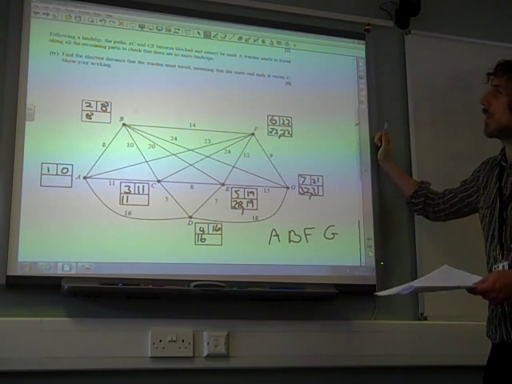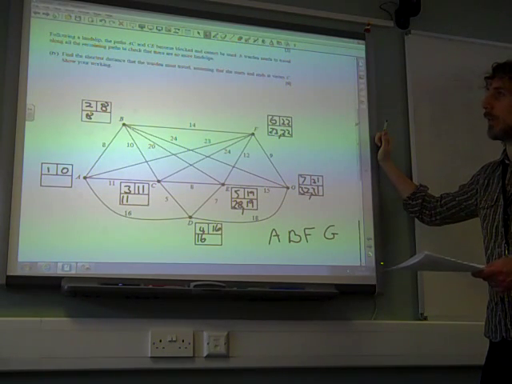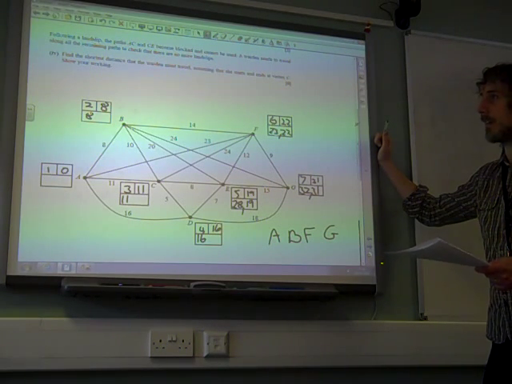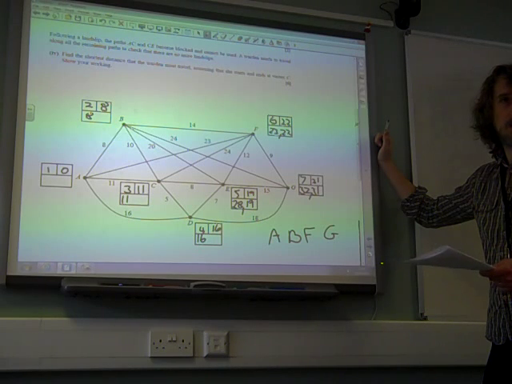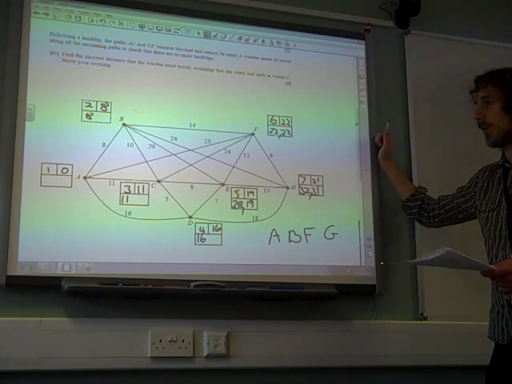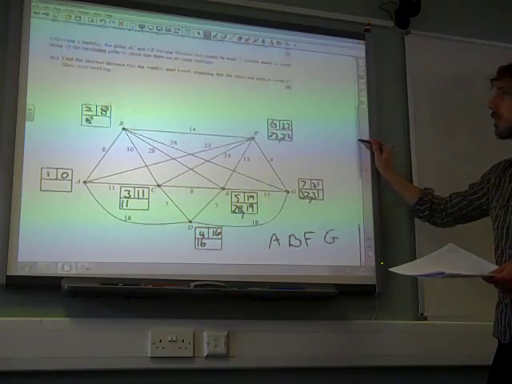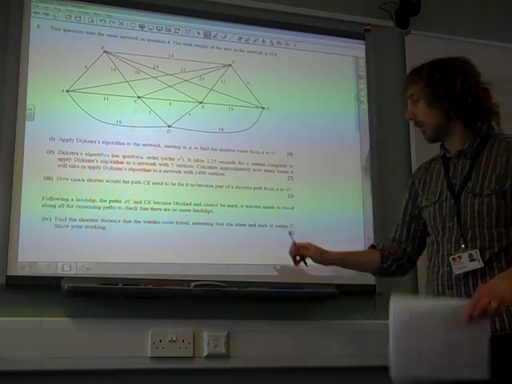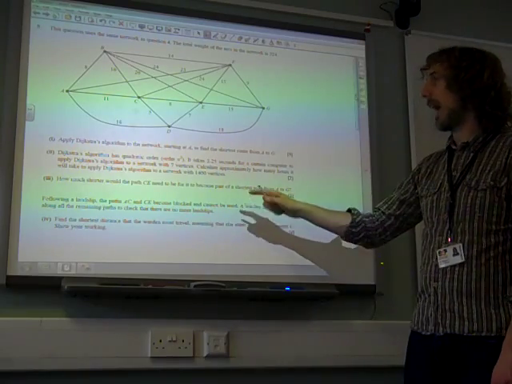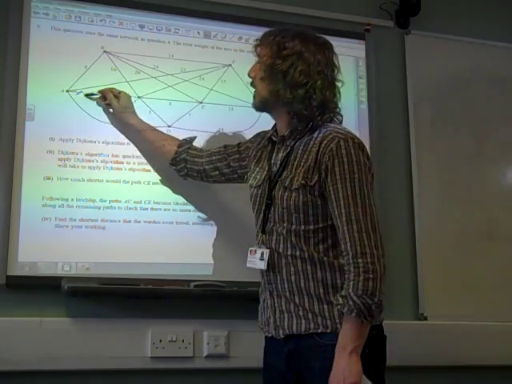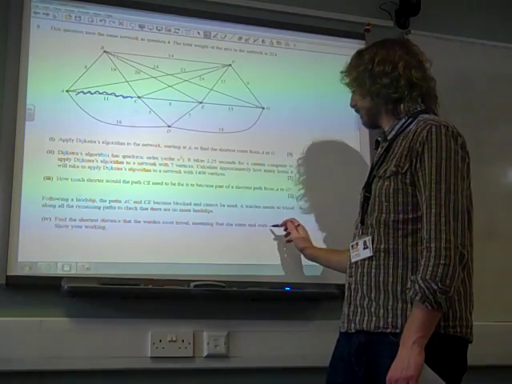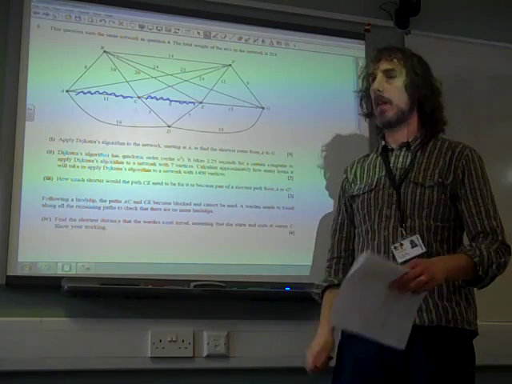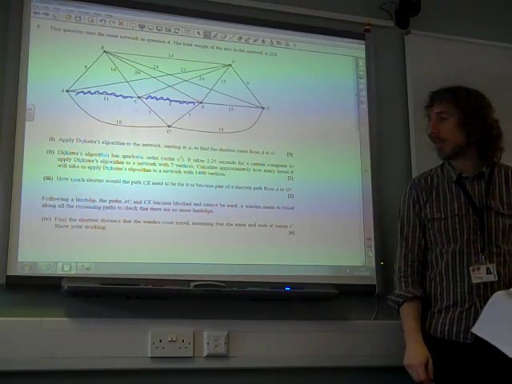Right, finally, it says, following a landslip, the paths AC and CE become blocked and cannot be used. A warden needs to travel along all the remaining paths to check that there are no more landslips. Find the shortest distance that the warden must travel. So, remembering what's happened with this question, we've blocked AC and CE. So they're no longer there, and we have to travel along all of them.